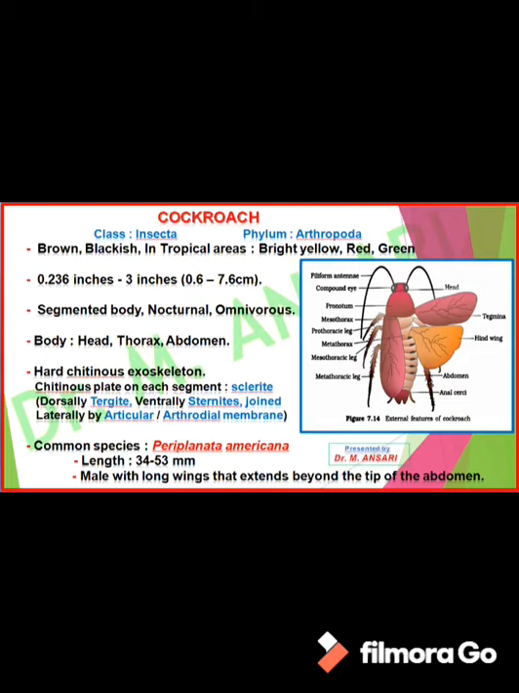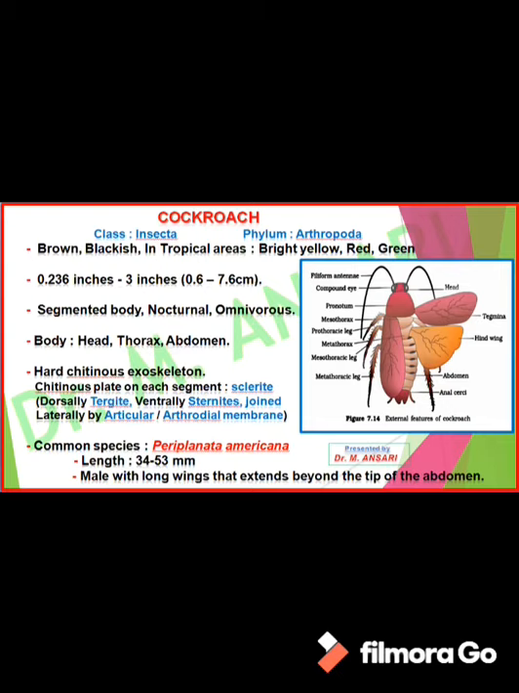The body of cockroach is segmented. It is nocturnal, that is active at night, and omnivorous, as well as we can say it is omnipresent. The cockroach body is divided into three parts, that is head, thorax and abdomen. The common species of cockroach is Periplaneta americana, having a length of about 34 to 53 millimeter.